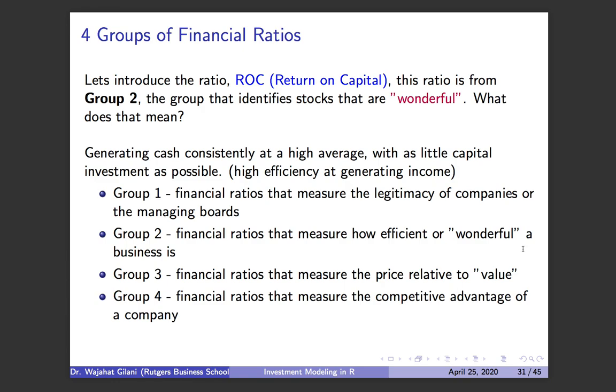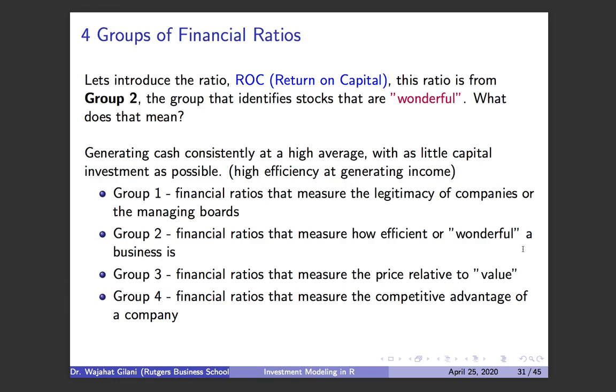Now, why is that important? Why is it averaging a high amount of cash? When we mean cash, again, think of operating income. Why is it generating a high amount of operating income with as little capital as possible? That goes to efficiency. For every dollar invested in this company, right?